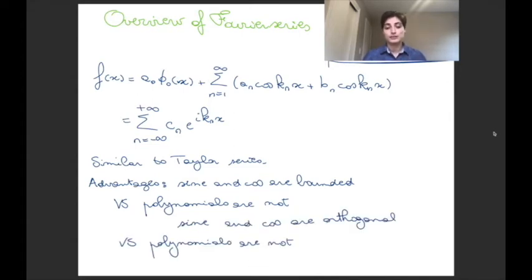And the other interesting thing is that sine and cosines are orthogonal. So we know how they behave with respect to inner products. That is not true with polynomials.